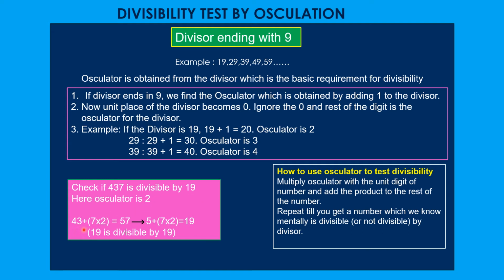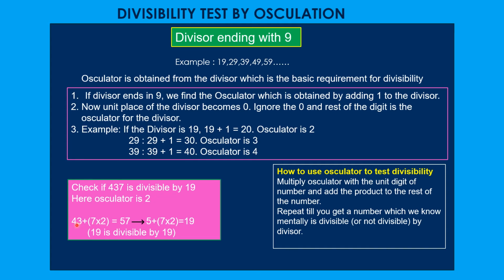And then the steps are the same as we have discussed earlier. 43 plus 7 times 2. Your unit digit is 7. Multiply 7 with your oscillator 2. And then here you add.